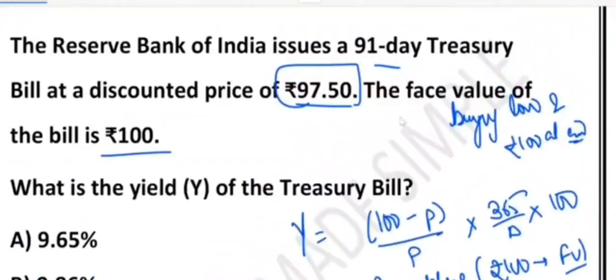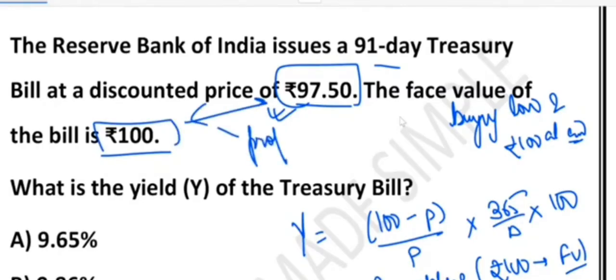So what we learned from this question is that treasury bills are short-term loans you give to the government, and you buy them at a cheaper rate. Like in this case, you have bought them at 97.50, right? And you will get rupees 100 later. So this difference between these two numbers is your profit. The difference between 100 and 97.50 is your profit.